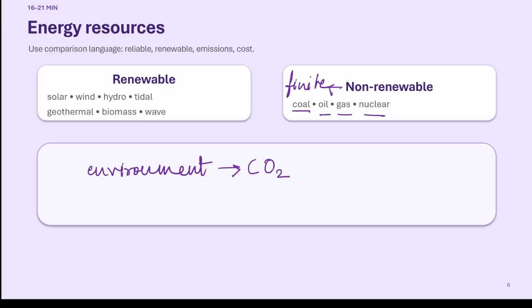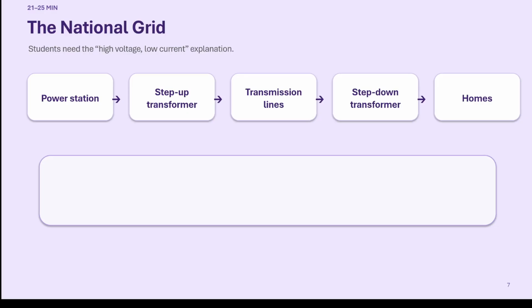A power station is the one that creates electricity. So, the power station creates electricity. Step-up transformer increases the voltage. So, this one increases voltage or potential difference. I'm writing PD, potential difference, and decreases current.